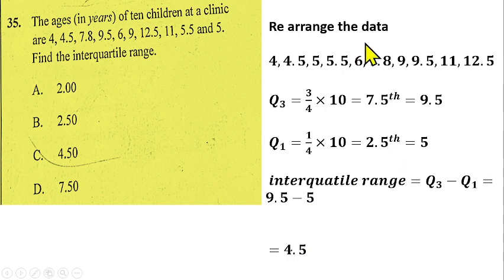So there's an error here. I think it's a glitch from my own hand. But I think the answer is 4.5. All you need to do is rearrange this number, then find your Q3, which is 3 over 4 times 10. That gives us the position.